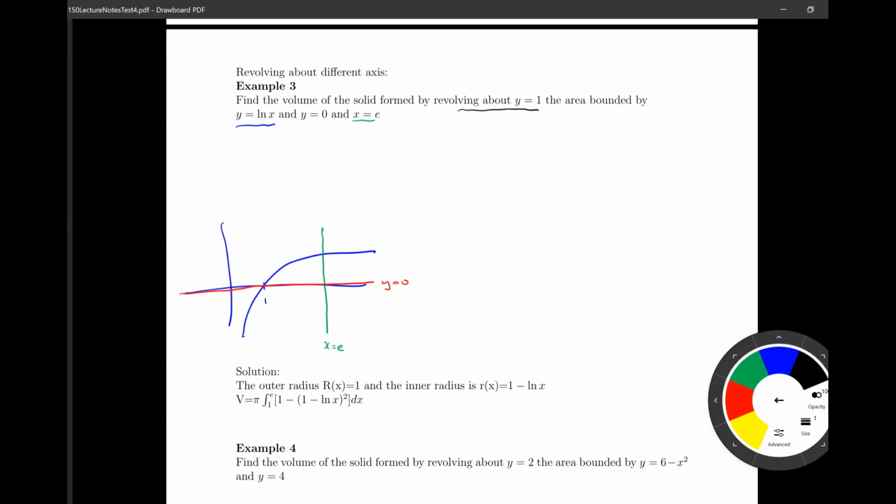So where is y equals 1 on this? Well, we know that ln of e equals 1. That is a fact. So where x equals e runs into the graph of ln of x, that is 1. So right here is y equals 1. So this is what I'm revolving it about. So this is the center. All right, so we are always drawing our rectangles perpendicular to the axis we're rotating it about.